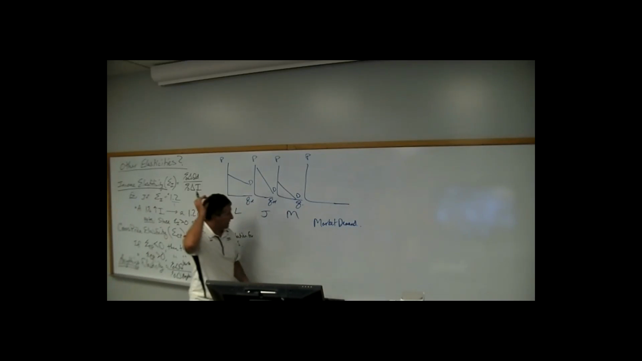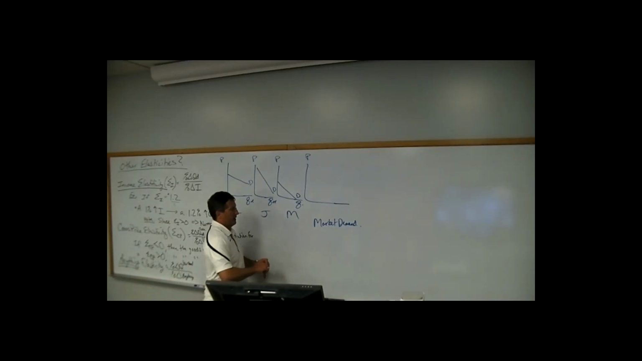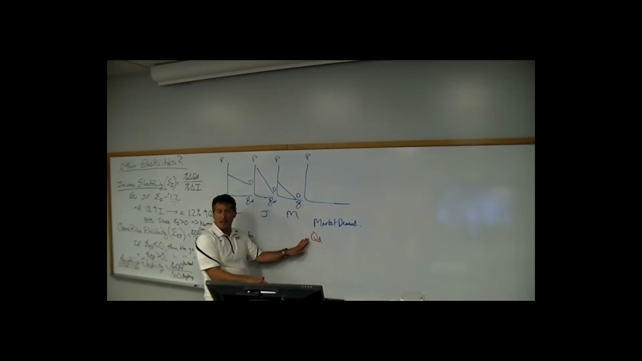How does that actually get built? Well, the market demand is really the sum of the individual demands, right? The quantities, big Q, that we've been talking about.